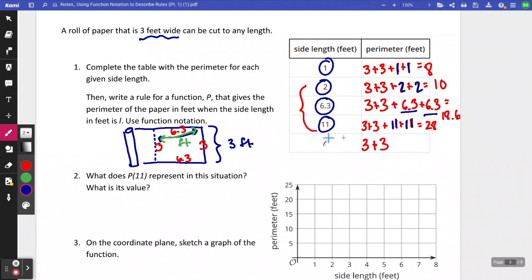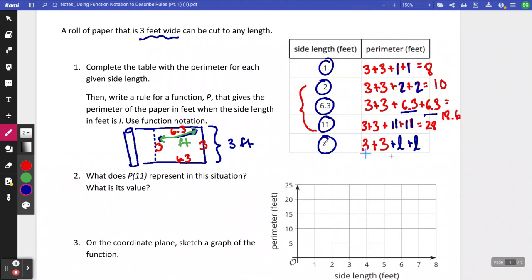So for this last one, if my side length is L, that means I'm going to add L twice. I'm going to do that cursive L the way they've got it in the table. I'm going to add that L twice. And by doing that, I find our perimeter.